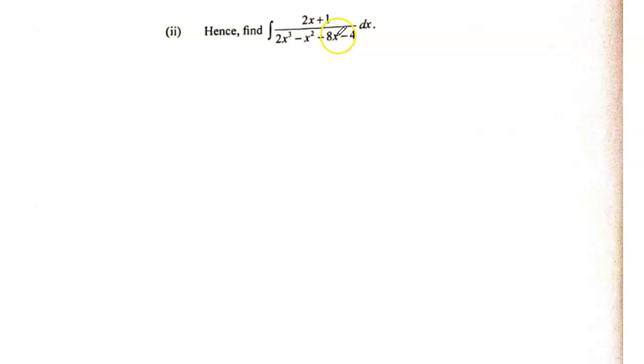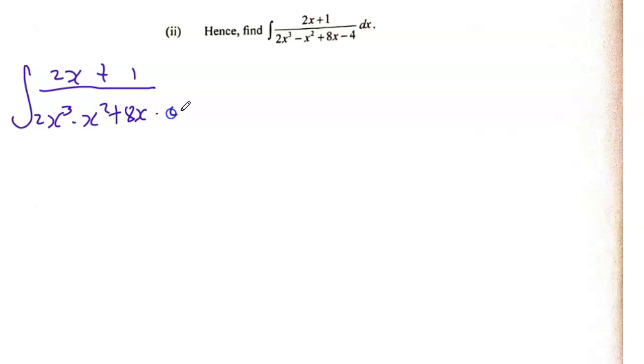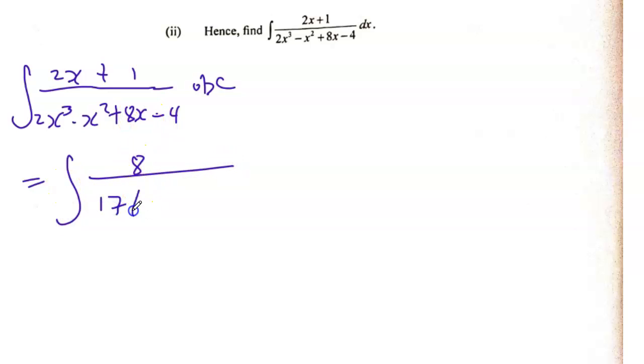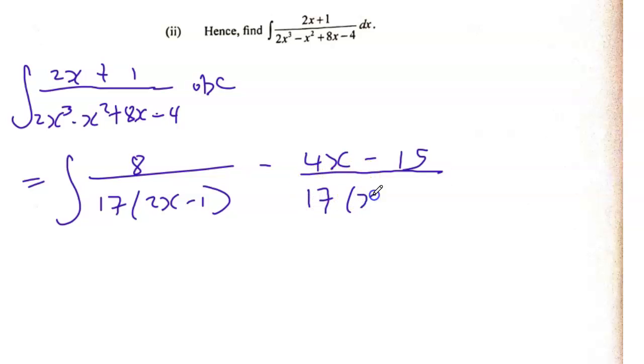Hence, find the integral of that. So, the integral of 2x plus 1 over 2x cubed minus x squared plus 8x minus 4 dx. So, just put it in, so it's equal to the integral. Let's write the partial fractions now. 8 over 17, 2x minus 1 minus 4x minus 15 over 17 into x squared plus 4.